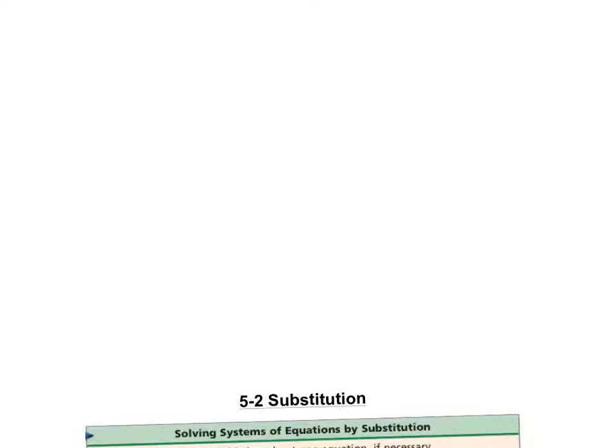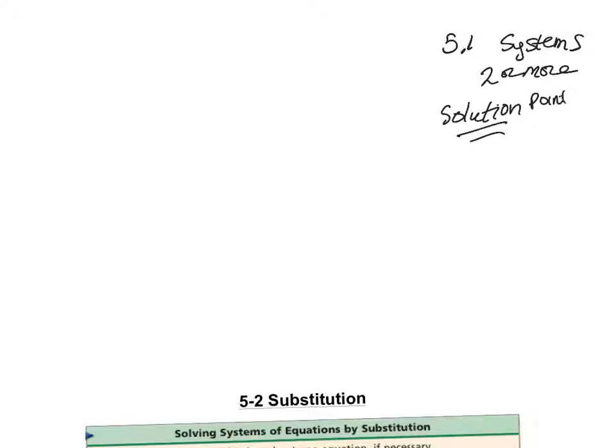Section 5.1 introduced the concept of systems of equations, and we said that a system of anything is two or more. So a system of linear equations is two or more lines that are graphed on the same coordinate plane. When you're asked to find the solution to a system, what you're asked to find is the point, in the format x comma y, of intersection.